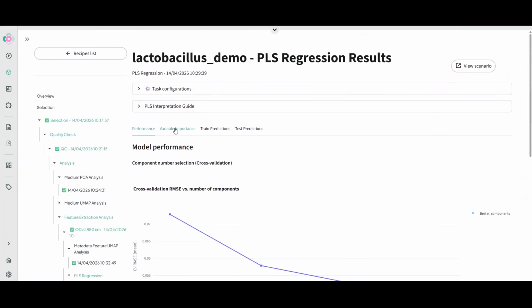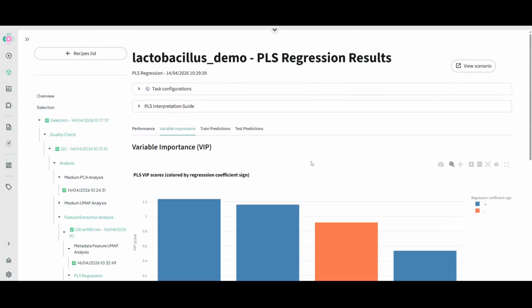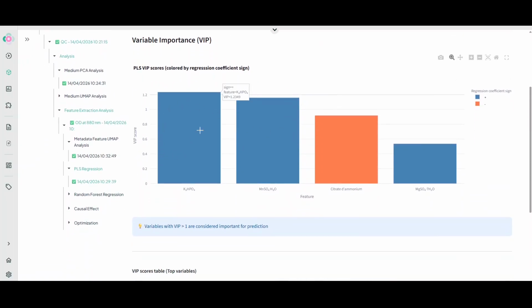The VIP score plot is a key result here. It shows that dipotassium phosphate has the highest VIP score. Manganese sulfate is second, with a positive effect also. Ammonium citrate is third, but with a negative regression coefficient. High citrate predicts lower A and lower mu. We then retrieve magnesium sulfate with a lower score, but with a positive effect.